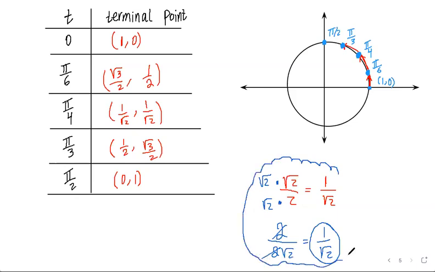Or you can use the other one, whatever you like. It's fine. If you want to use square root of 2 over 2, it is the same as 1 over square root of 2.